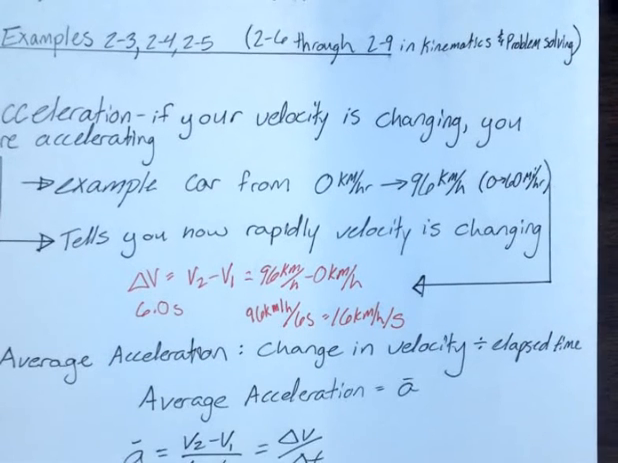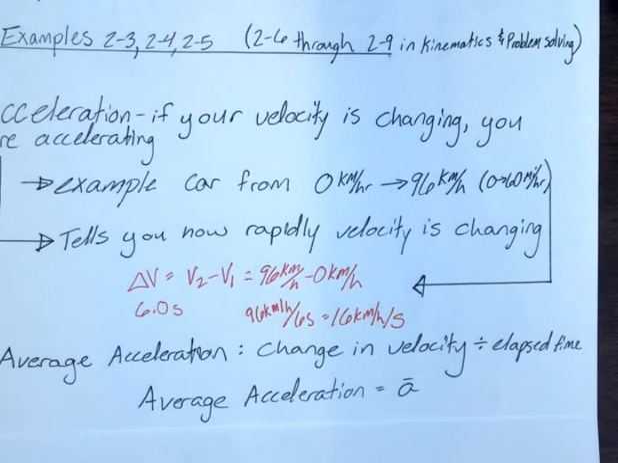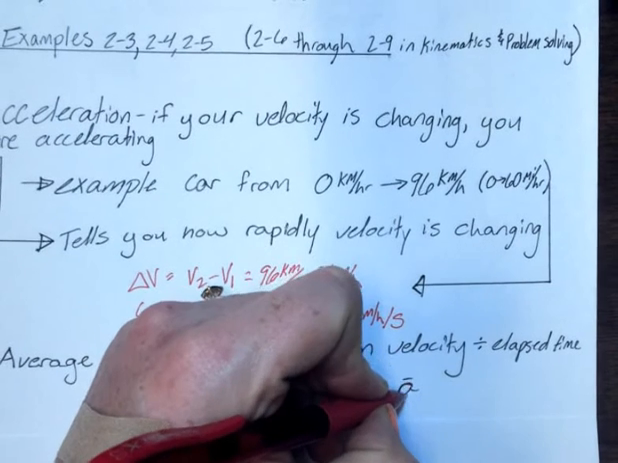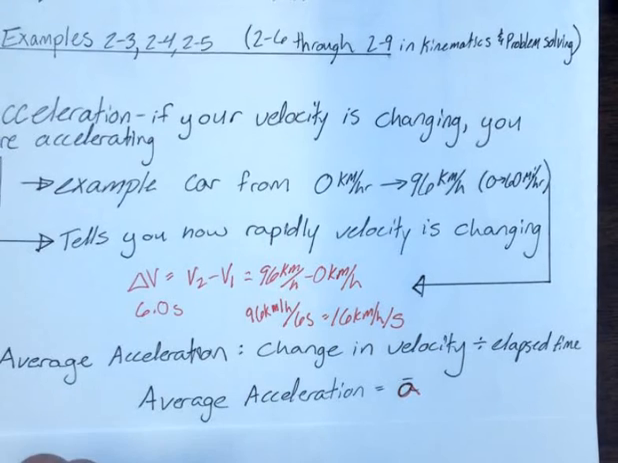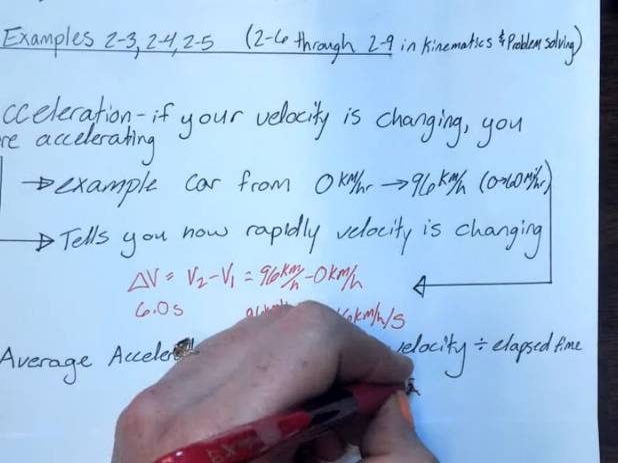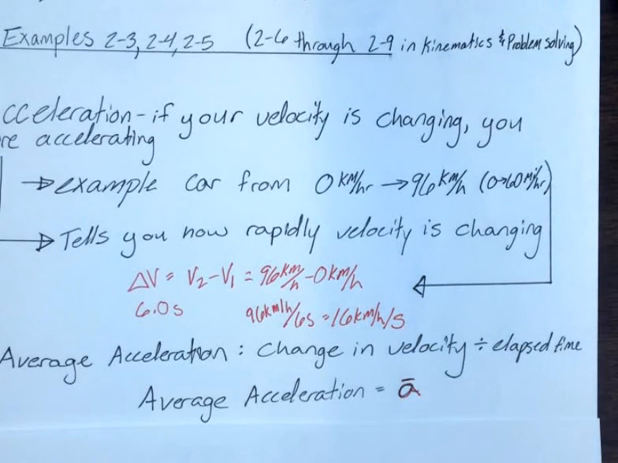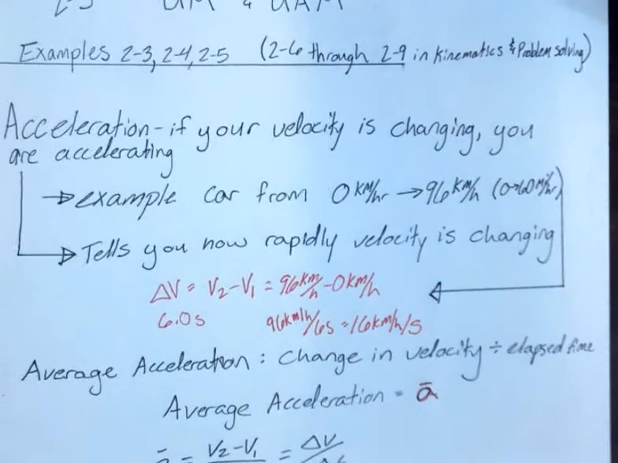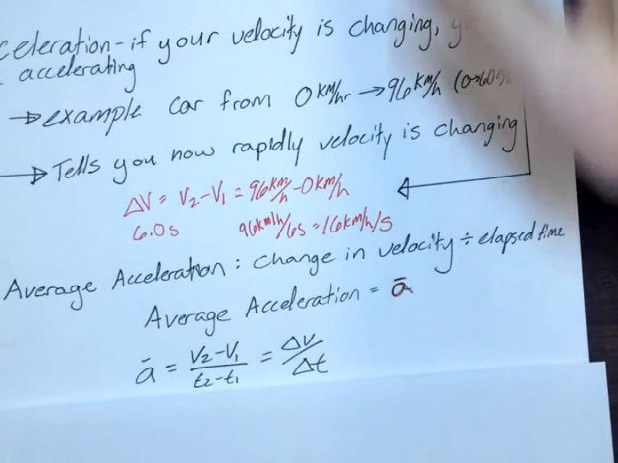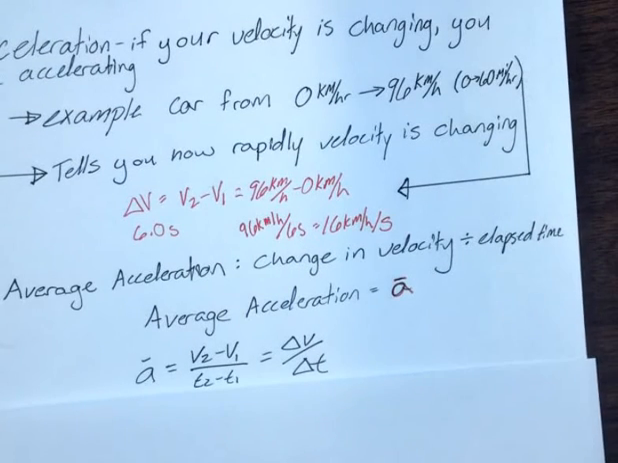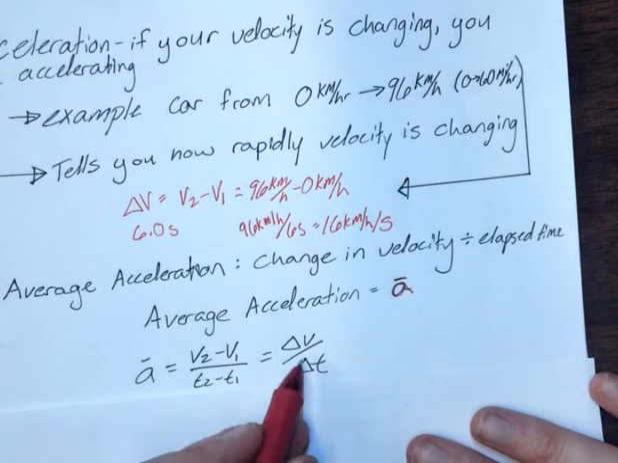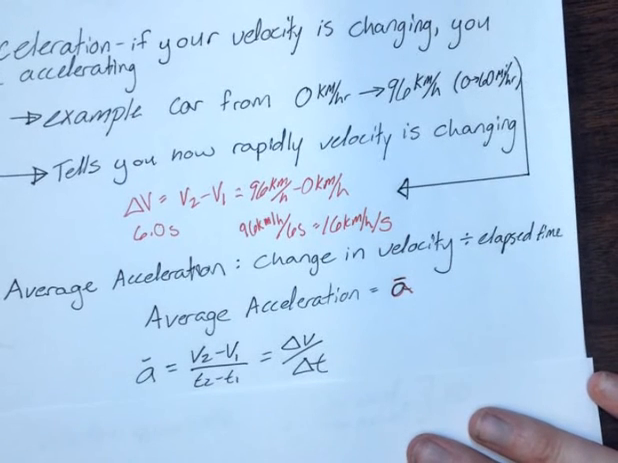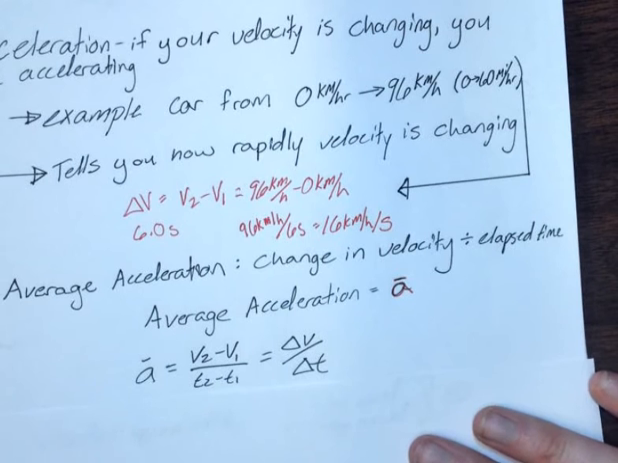So we can look at average acceleration. We're going to follow the same nomenclature that we did for average velocity. We're going to use A for acceleration just like we used V for velocity, and we're going to use the bar to show that it's the average that we're calculating. So our equation for average acceleration then is going to be v2 minus v1 over t2 minus t1, or the change in velocity divided by the change in time, and that's going to be our equation for average acceleration.